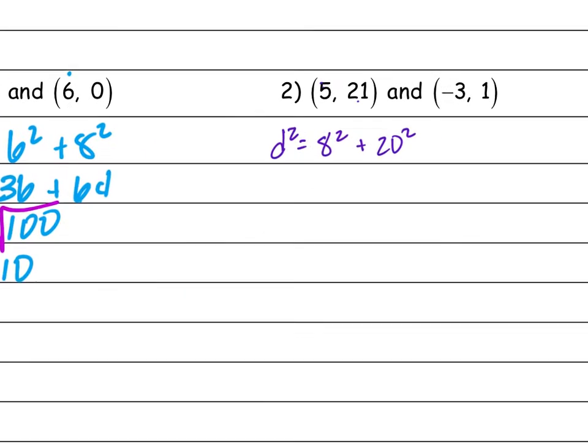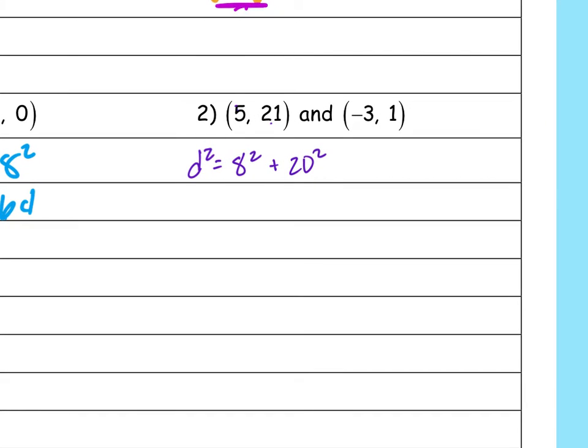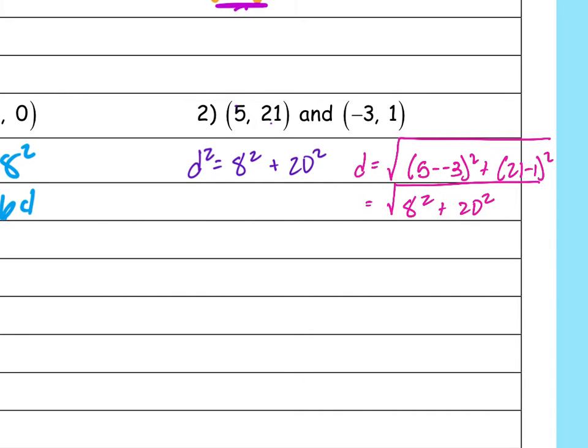Now, if you wanted to, I'm going to do this side by side. I can do the distance formula, right? I'm going to show you. I take my x's and subtract them. So I have 5 minus negative 3 squared plus 21 minus 1 squared. So then this becomes 8 squared plus 20 squared. Oh my gosh, I have the same thing, right? So it's doing the same thing.